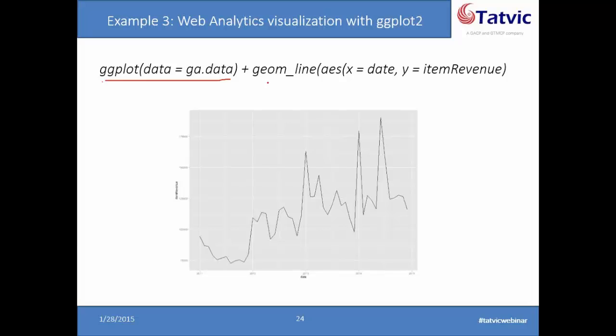Once you have mapped the data, the first layer that we add to it is a geom_line, and inside of that layer we map two variables, x equal to date, that is the date is mapped to the x-axis, and y, the y-axis, is mapped to item revenue. So let us decompose some of this syntax and then quickly jump to R, so that I can show you another example inside of R itself.